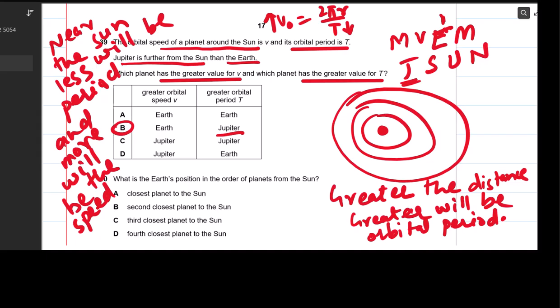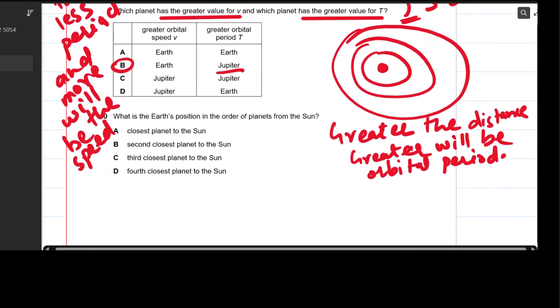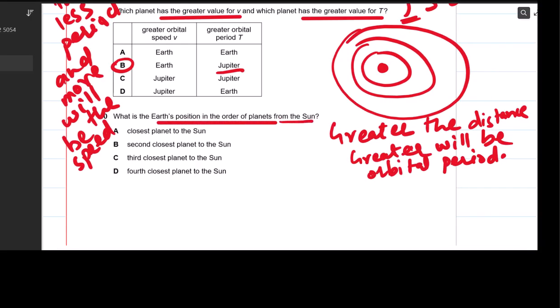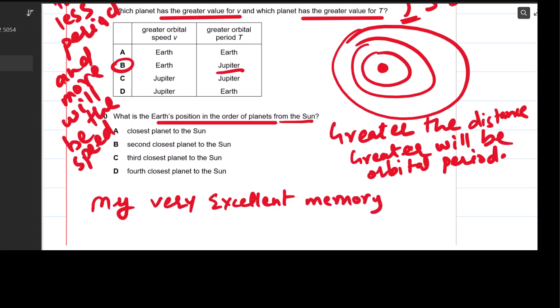Question 40. What is the Earth's position in the order of planets from the Sun? So remember this: My Very Excellent Memory Just Saved Us Naming planets.